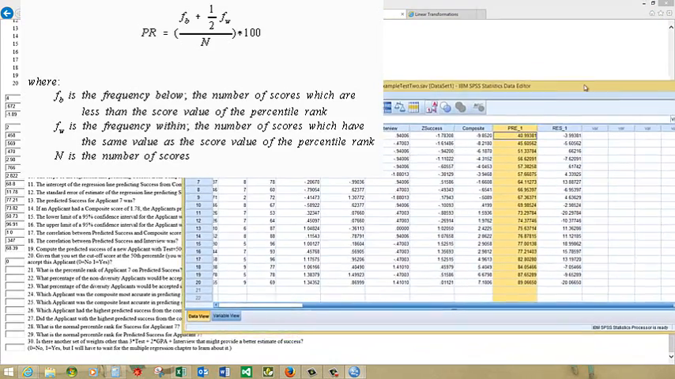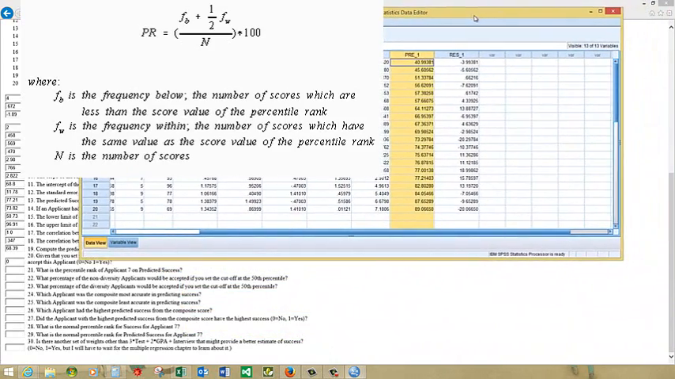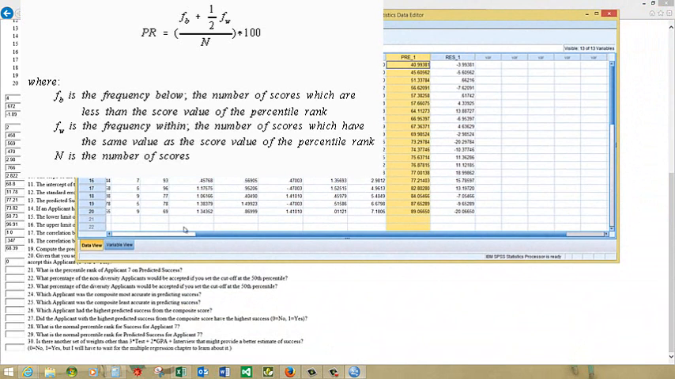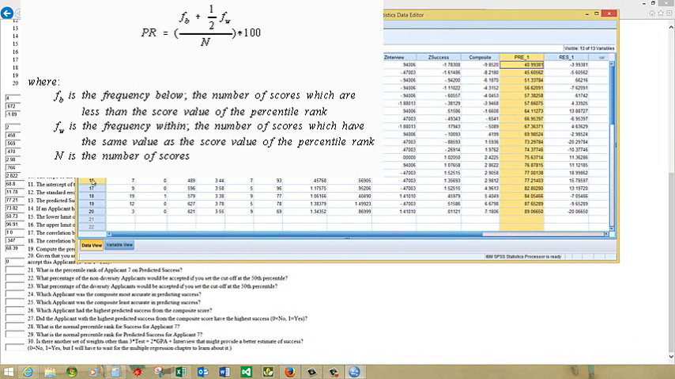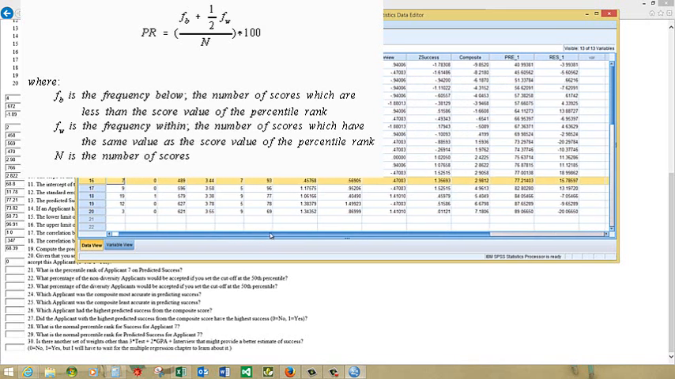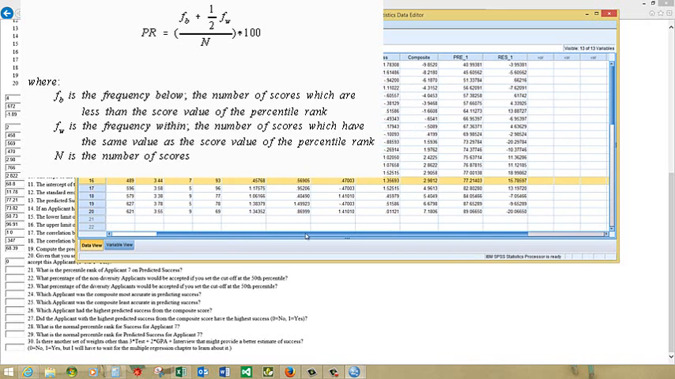What is the percentile rank of applicant 7 on predicted success? Let's find applicant 7 here, way down here. We just sorted by predicted success, and it looks like there are 15 below, and 1 at his score of 77.21.